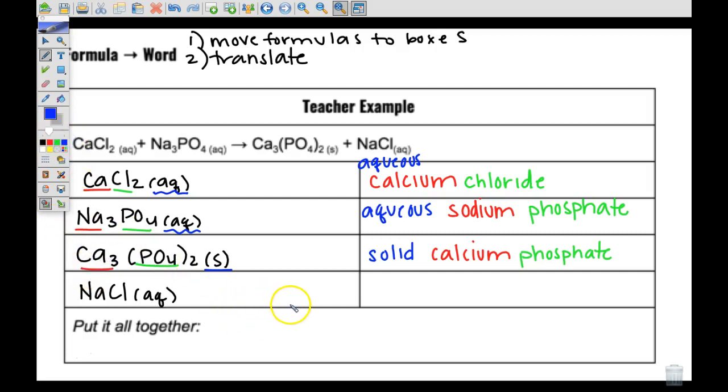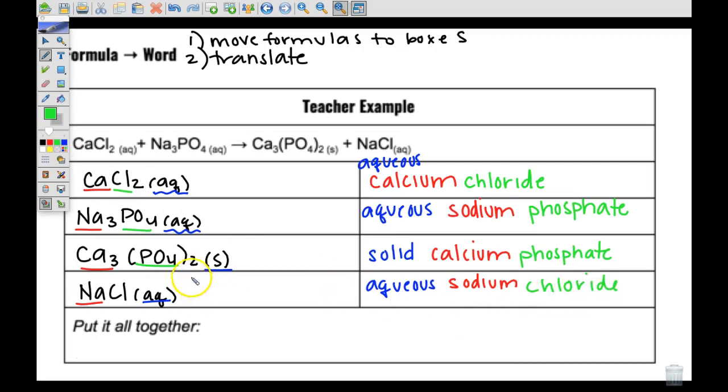So then in the last chemical formula, we're back to AQ. You're going to get really used to this because a lot of times in chemistry we work with solutions or aqueous things, like things that are dissolved in water. So it's a liquid, but it's not pure water, so we can't say it's a liquid. And Na still stands for sodium, and then Cl is chlorine, so we change that ending to chloride.